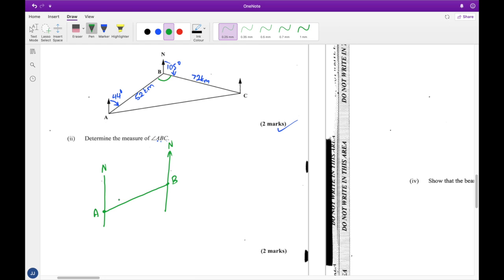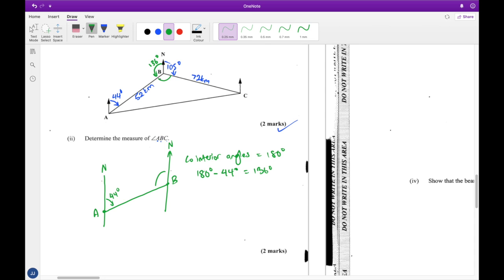So now we have the rules for angles coming into play. We saw that the bearing from port A was 44 degrees, and we need to know this angle over here. This angle is a co-interior angle. Co-interior angles always add up to 180 degrees. So this angle here would be 180 degrees minus 44 degrees, which gives us 136 degrees.